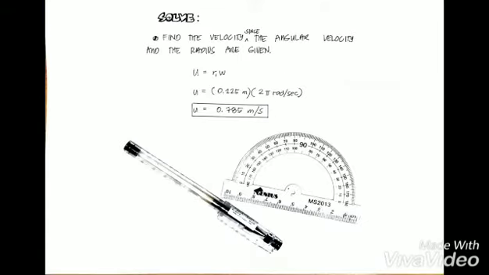Now let's solve it. First, we need to find the velocity since the angular velocity and the radius are given. Angular velocity refers to how fast or how slow an object rotates. In this case, we have 2 pi rad per second. Just multiply by the given radius and we come up with 0.785 meter per second as the velocity. Our next step is finding the shear stress.